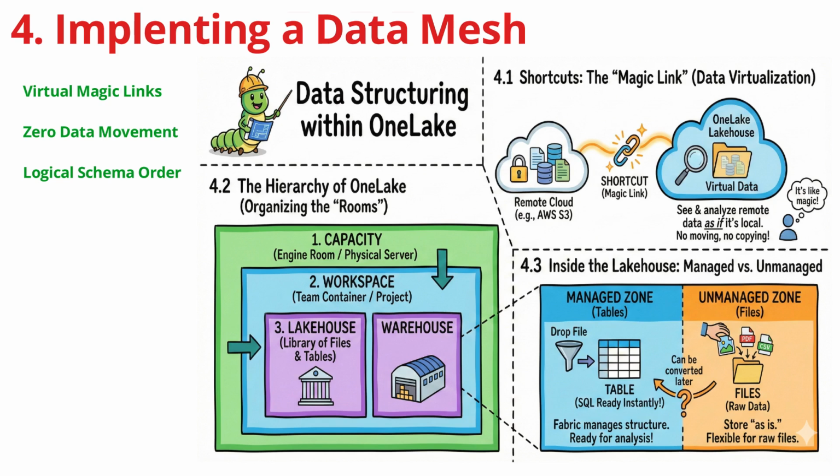Inside this library, we use a simple 3-tier hierarchy to stay organized. Your capacity provides the physical power, your workspace is the container where teams collaborate, and the items, like lakehouses, are the actual libraries of files and tables. Within these items, you have managed zones for instant high-performance tables and unmanaged zones for raw files. Finally, we use schemas to keep everything tidy, grouping related tables together so they are always easy to find. It's logical, lightning fast, and entirely zero copy.